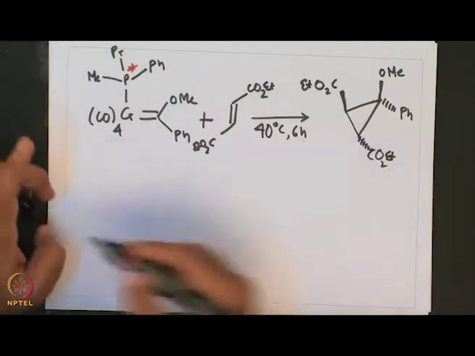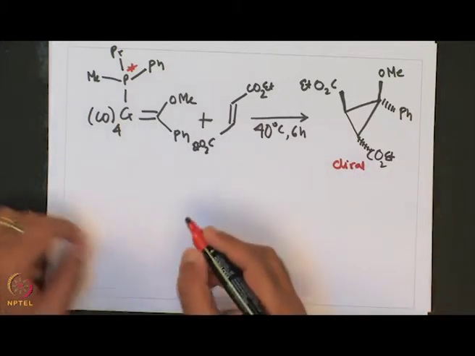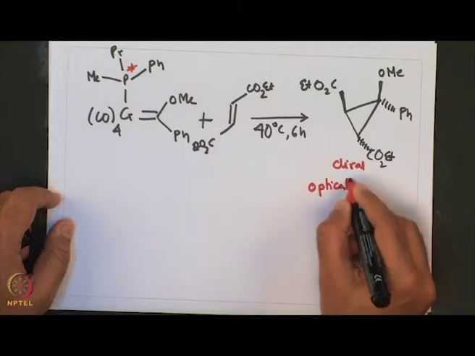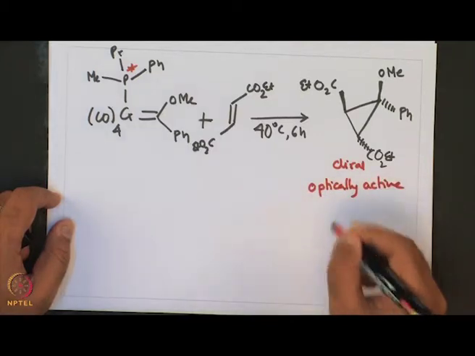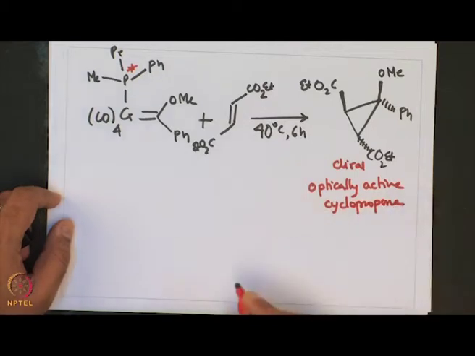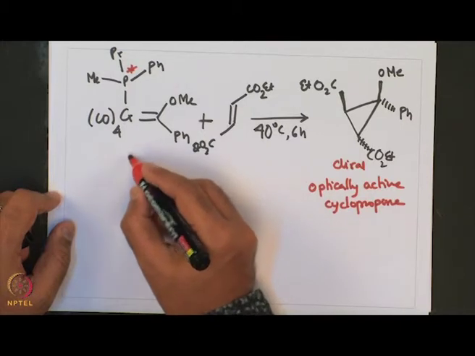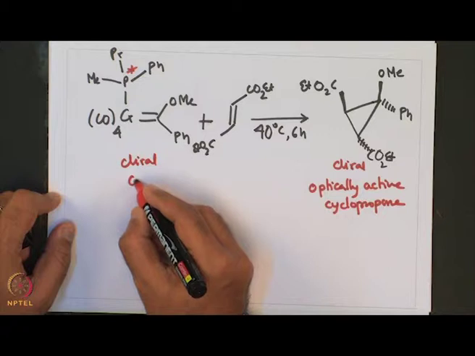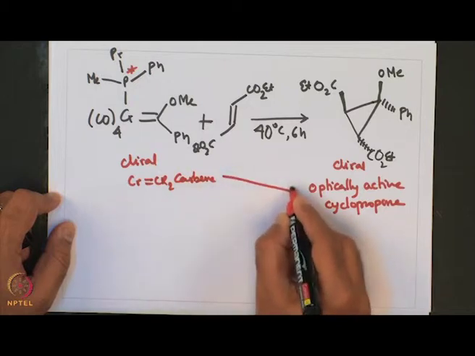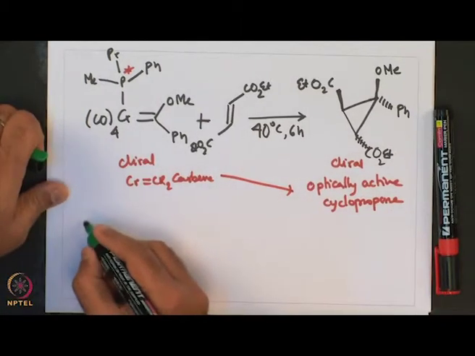true, as this product formed is also chiral, and hence it gives an optically active cyclopropane ring, and since this optically active cyclopropane ring comes from the chiral chromium carbene complex, one may argue that participation of free carbene is unlikely.